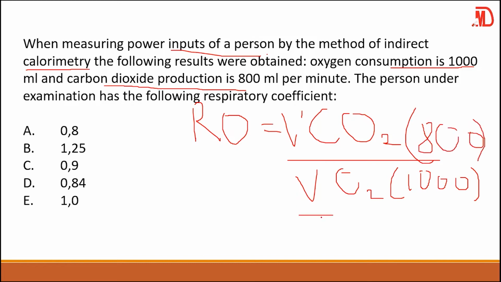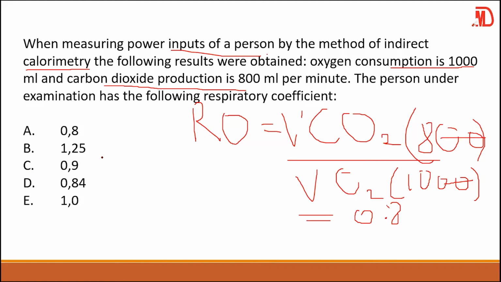So what is your respiratory coefficient? Of course, 2 zeros will cancel these 2 zeros, so we have 8 over 10, which means 0.8. So the answer here is 0.8, which means your answer is A. Now, like I said, every value corresponds to a particular kind of food. I'm saying this because you might meet it somewhere in your Krok.